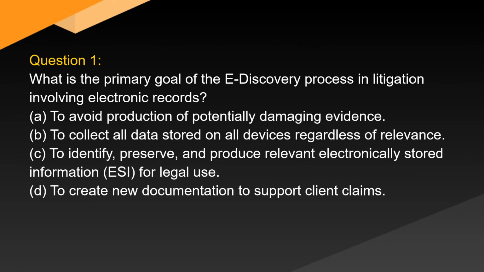Question 1. What is the primary goal of the e-discovery process in litigation involving electronic records? A. To avoid production of potentially damaging evidence. B. To collect all data stored on all devices, regardless of relevance. C. To identify, preserve, and produce relevant electronically stored information, ESI, for legal use. D. To create new documentation to support client claims.